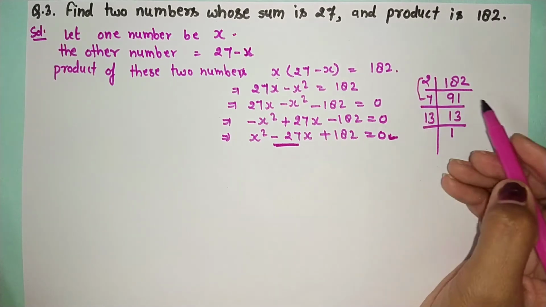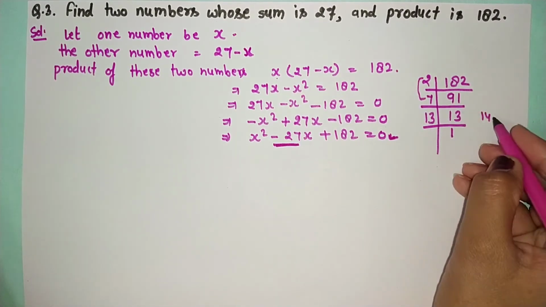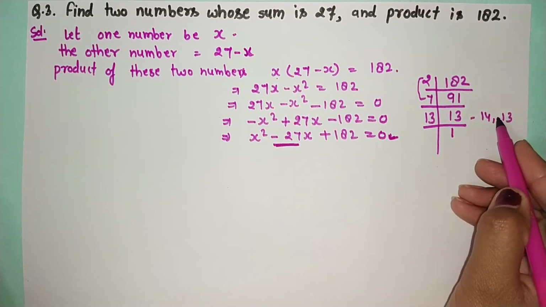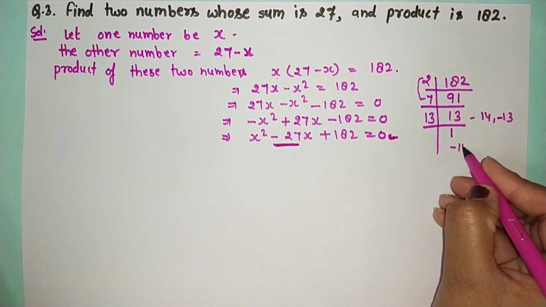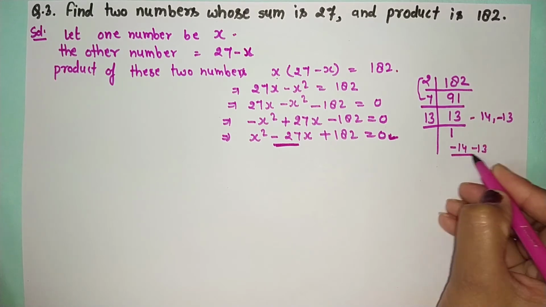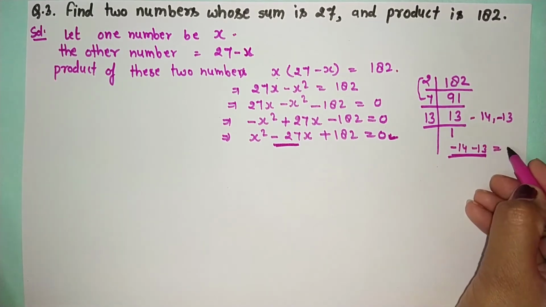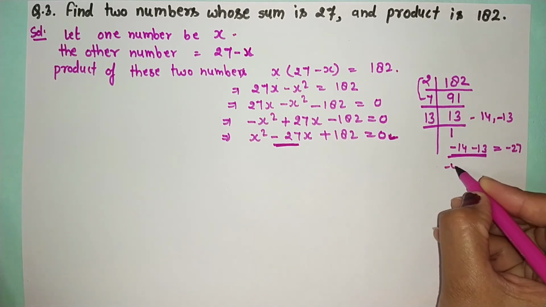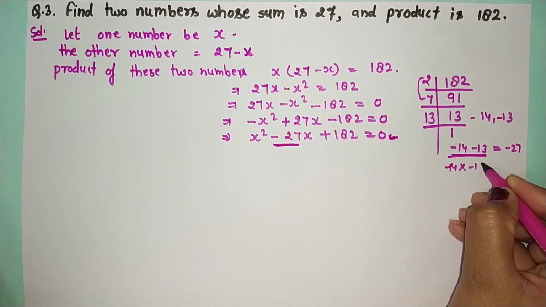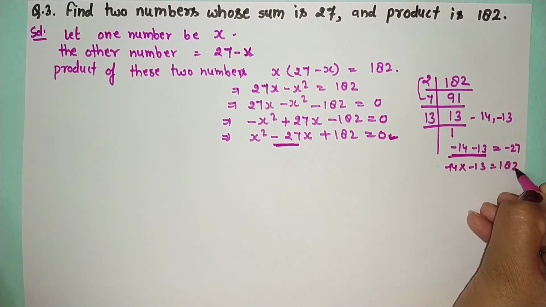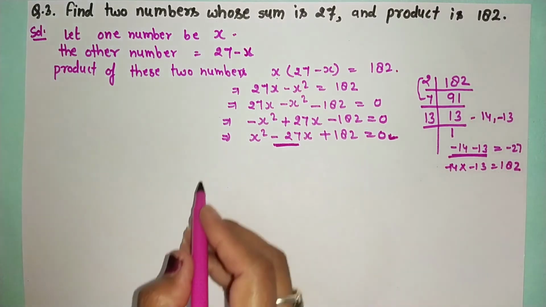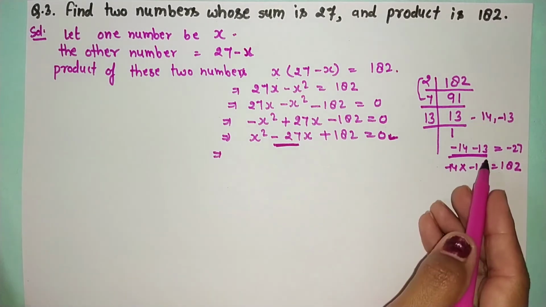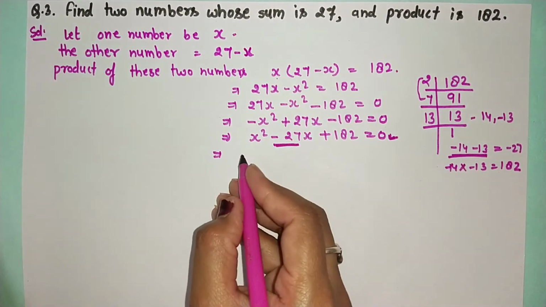And 2 multiplied by 7 is 14, and 13. If we take minus 14 and minus 13, the sum of these two numbers will be minus 27 and the product of minus 14 and minus 13 will be 182. Therefore, we write minus 27 as minus 14 and minus 13.